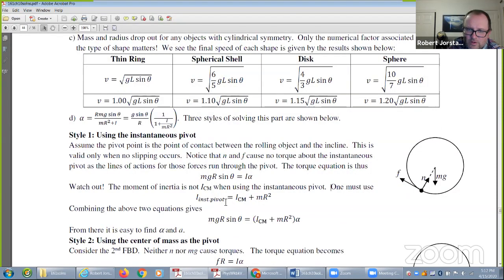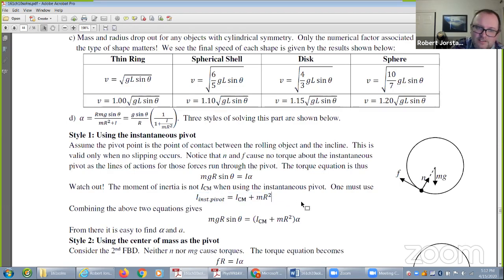As long as you're willing to accept this, it's actually really easy to do these problems. The nice part about the instantaneous pivot is I don't need to know what the frictional force is, so I can't accidentally screw up and assume it's on the verge of slipping and plug in the wrong equation. This is one of the benefits of this method. The drawback is you have to remember to do that step. You have to remember to use the parallel axis theorem.